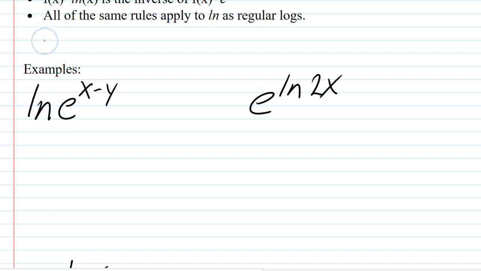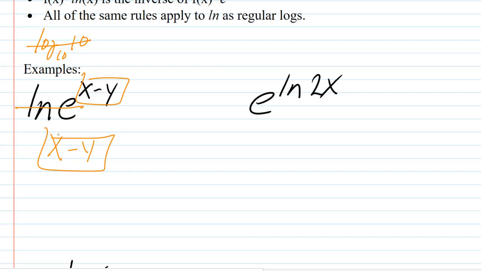We remember from logs that if we had log base 10 of 10, they simply cancel out. Same thing with the natural log and the e. If I have e to the power of natural log of something, they simply cancel out, and we're left with whatever was there. So my answer here would be x minus y. We remember from logs that if you had 10 to the power of log base 10, those just cancel out. Same thing here. I have e to the power of natural log. They cancel out, leaving me with 2x.